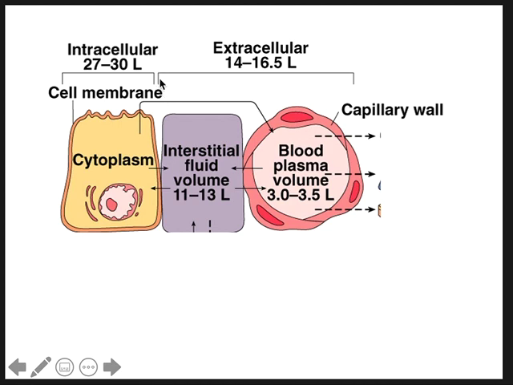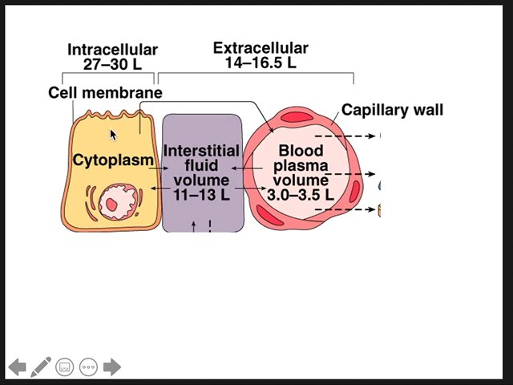Even though this line right here is bigger and it's showing both interstitial fluid and blood plasma make up your extracellular fluid, pay attention to the numbers. 14 to 16.5 liters. That is less than 27 to 30 liters. So even though it looks like it'd be less visually, it's more, right? That makes sense. Think about it.